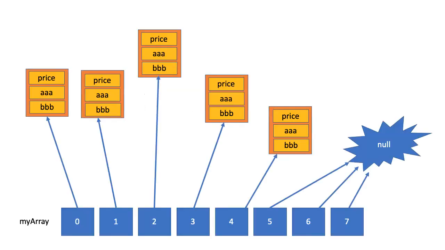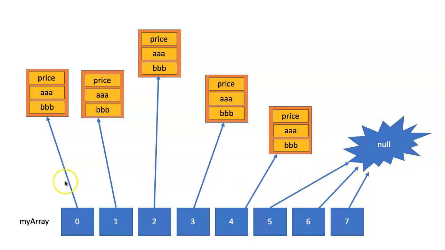Okay, first of all, let's pretend this is an array, and this is an array of objects called my array. As you can see, we have 1, 2, 3, 4, 5 objects stored in here, and those positions that do not contain an object have a reference to null.